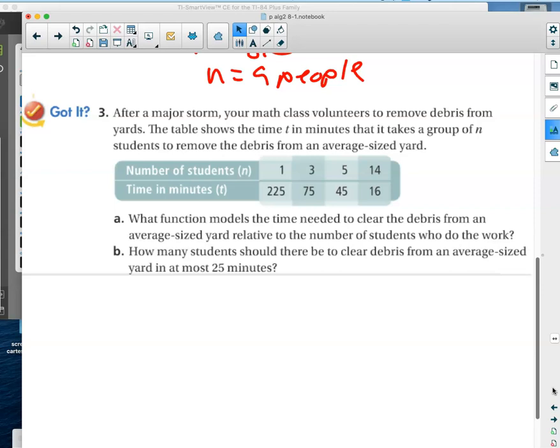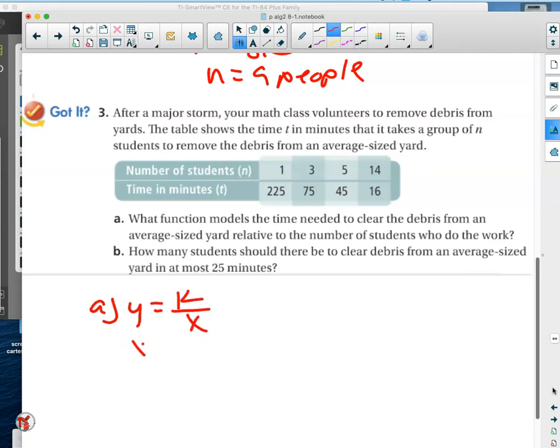After a major storm, your math class volunteers to remove debris from yards. Of course you do. It's just the kind of people you are. The table shows the time T in minutes it takes a group of N students to remove the debris from an average-sized yard. Are we in agreement? The more people we have, the shorter amount of time it will take. All right, so it's inverse again. And let's figure out K.